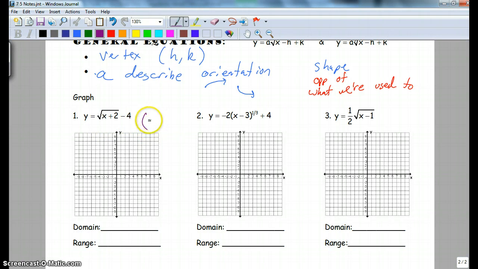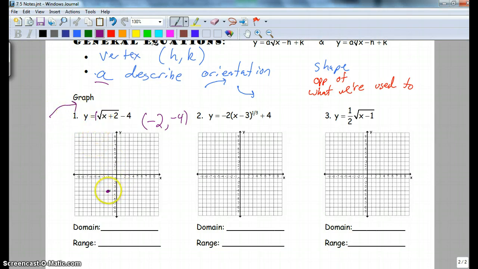What would be the vertex here of this square root function? Our vertex would be at -2, -4. So plot that point, -2, -4, right there. Now, a, the number in front here, is 1. We know what the basic shape of a square root function looks like. It looks something like that.